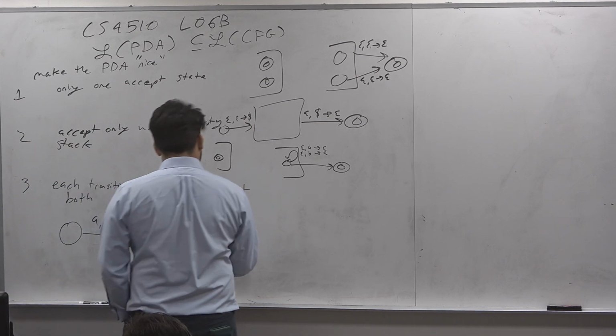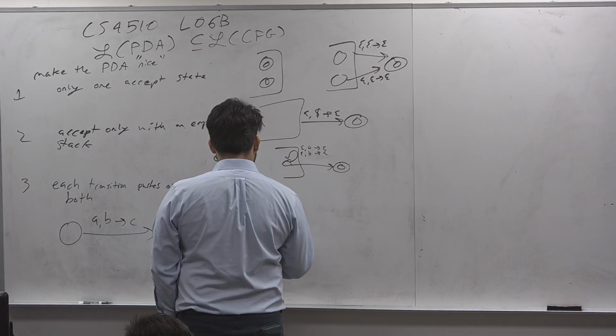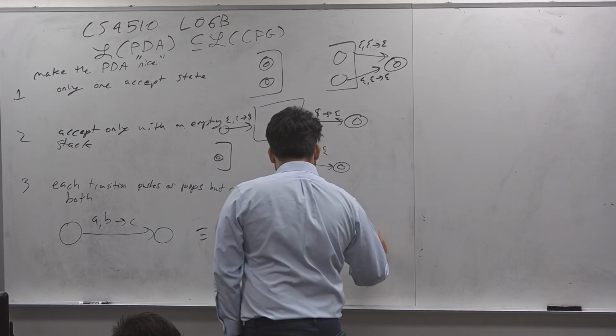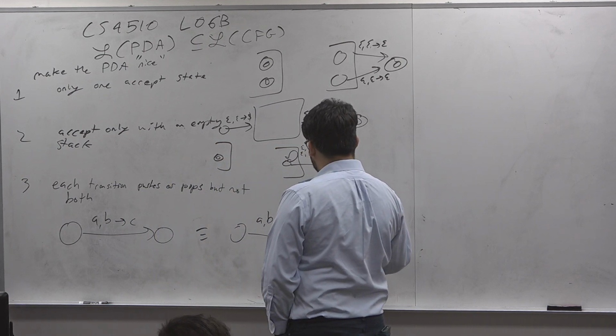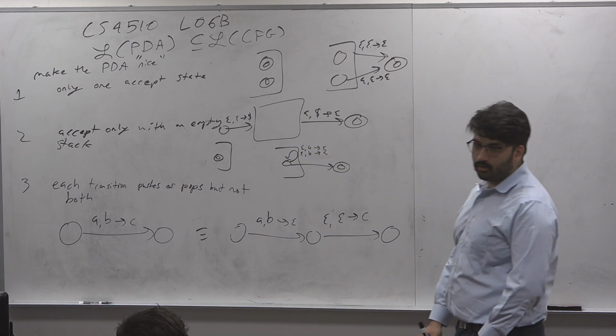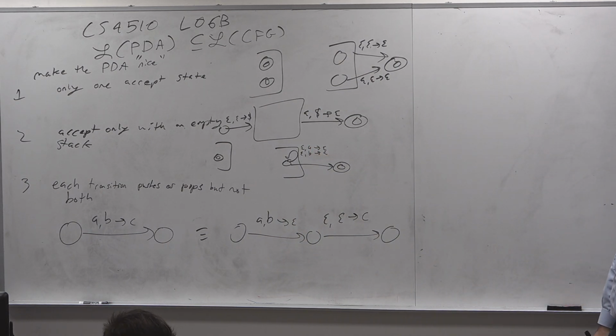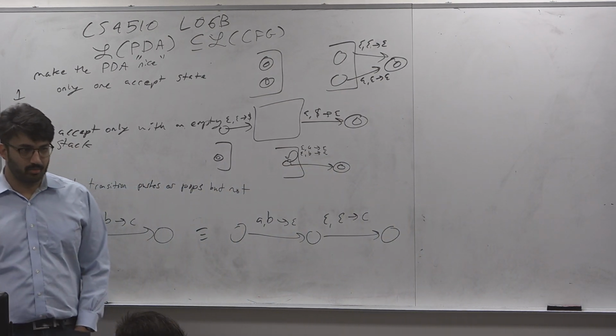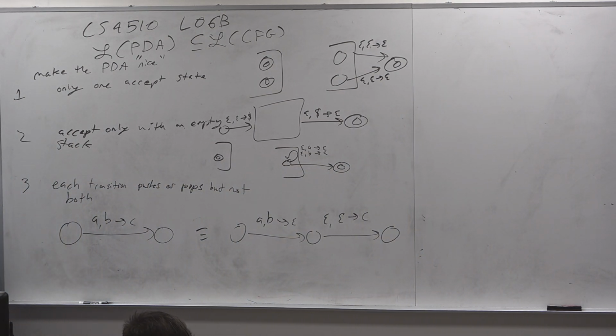This is equivalent to: I read the A, and then I pop the B, and then later on, I take an epsilon transition, and then I push the C. Those are equivalent. So you can modify the PDA to have these three properties without changing the power. You've not restricted the power, you've not generalized the power. Any PDA can be made to have these three properties without changing the language it decides. Agree?